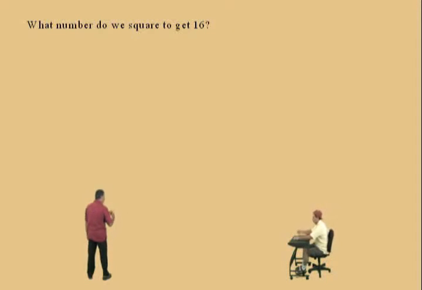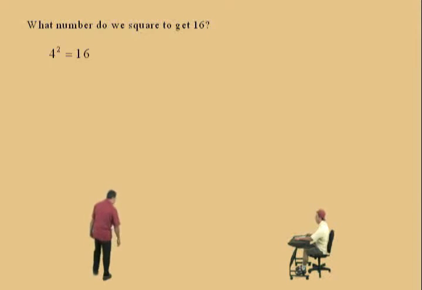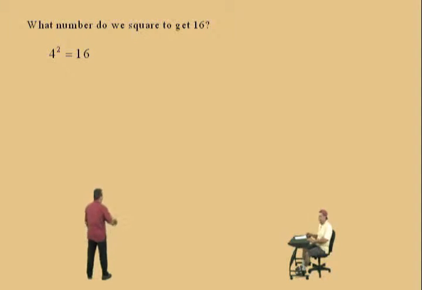What number do we square to get 16? 4. That's right. You just did a square root. Anyway, pay attention, Charlie. If somebody asks you, what number do we square to get 16? It's 4, because 4 squared is 16, but it is also negative 4, because negative 4 squared is 16, right?